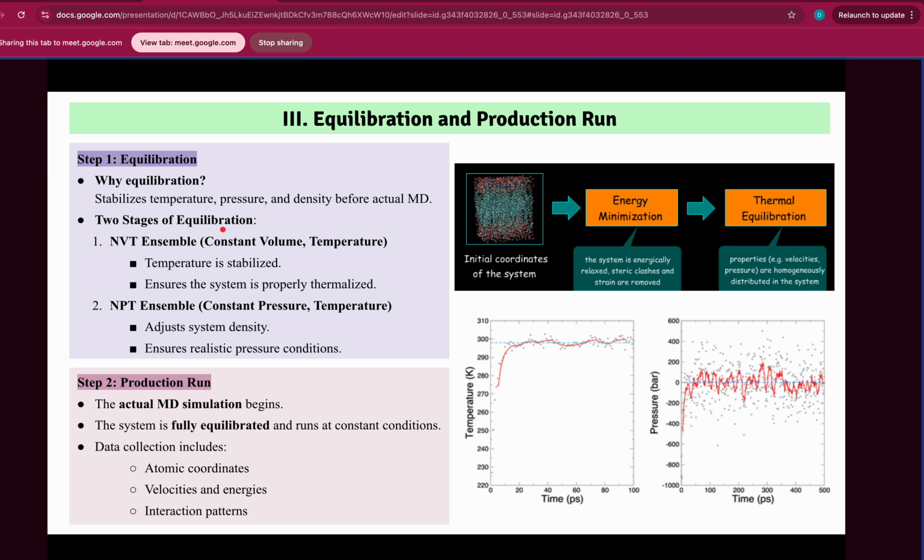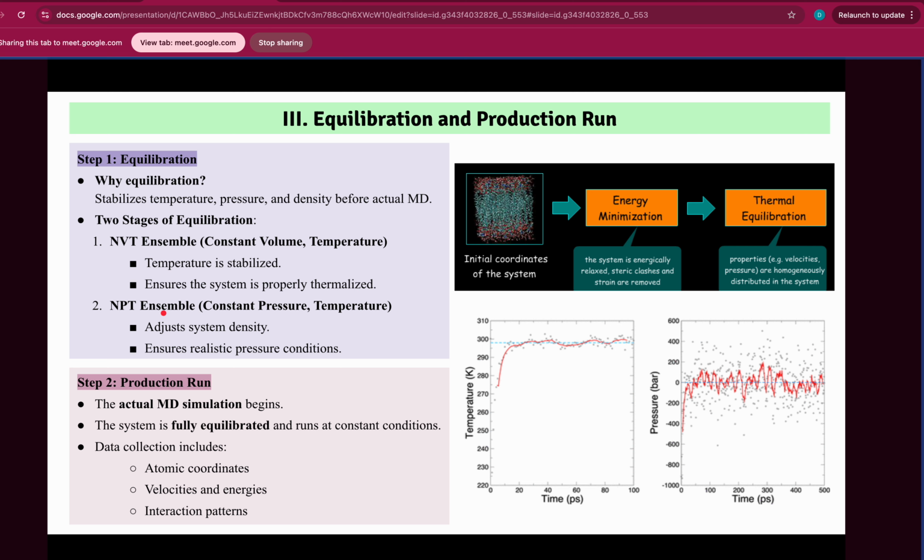So there are two stages in which I can equilibrate my system. The first one is the NVT ensemble, which means I fix my volume and temperature. This is the condition where my temperature will be fixed and my volume will be fixed. Now the protein is allowed to undergo change in conformation. It can change its density. So temperature is stabilized and it ensures that the system is properly thermalized.